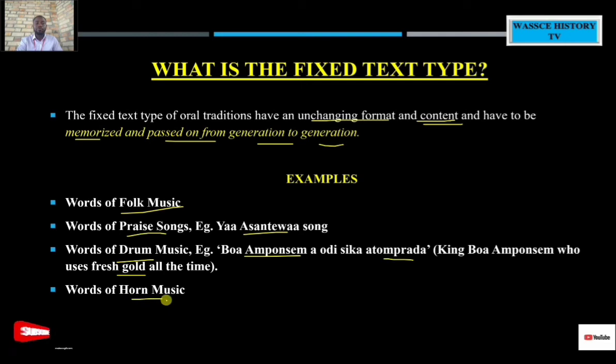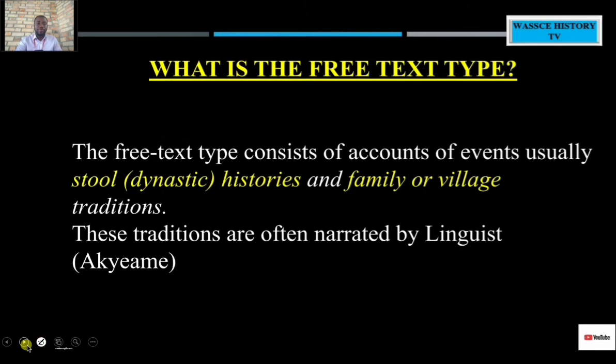Words of horn music. You know what horn music is? Of course, very often when you are at a festival, you hear people playing some horn, like following the king. All those are fixed text type. You need to learn and memorize how the pattern goes, the content, the format. You can't change it. Good. I know you are okay with the fixed text type. So let's look at the free text type.